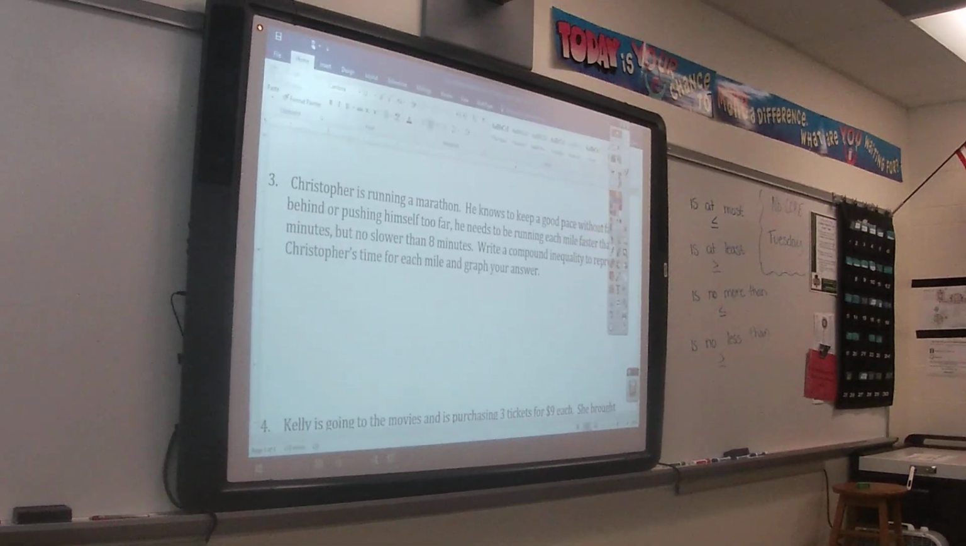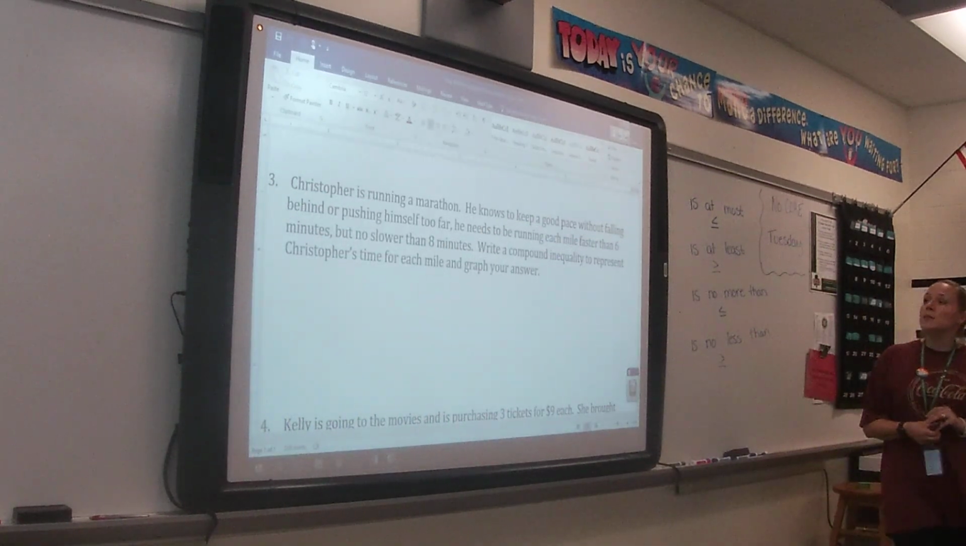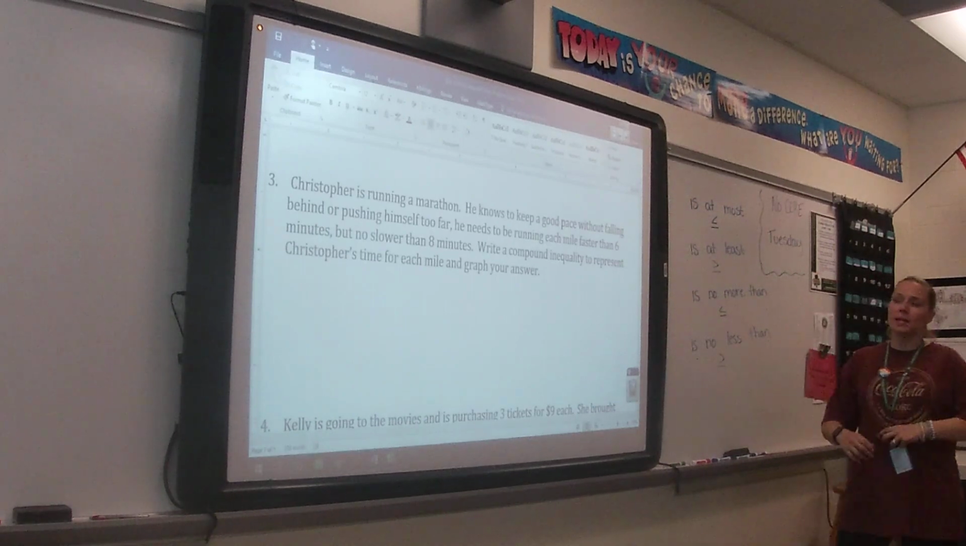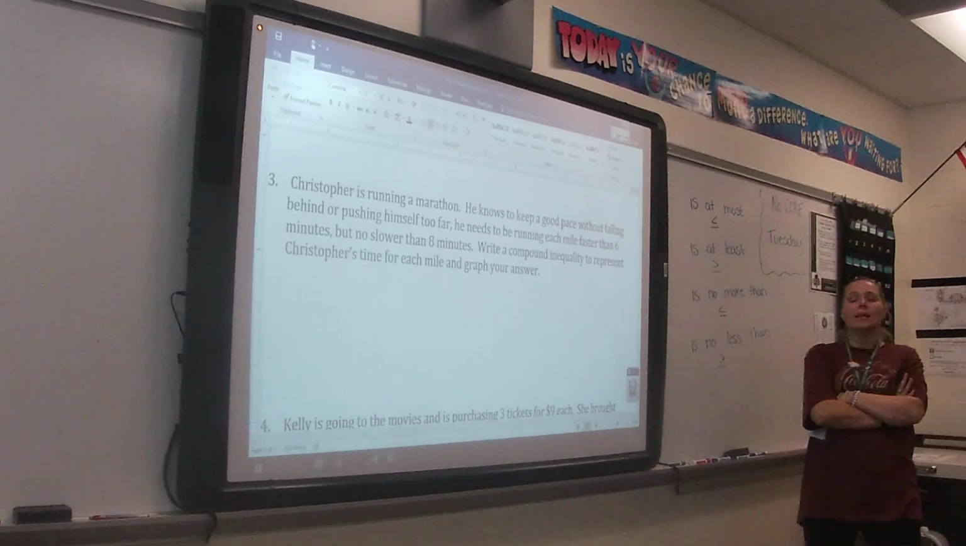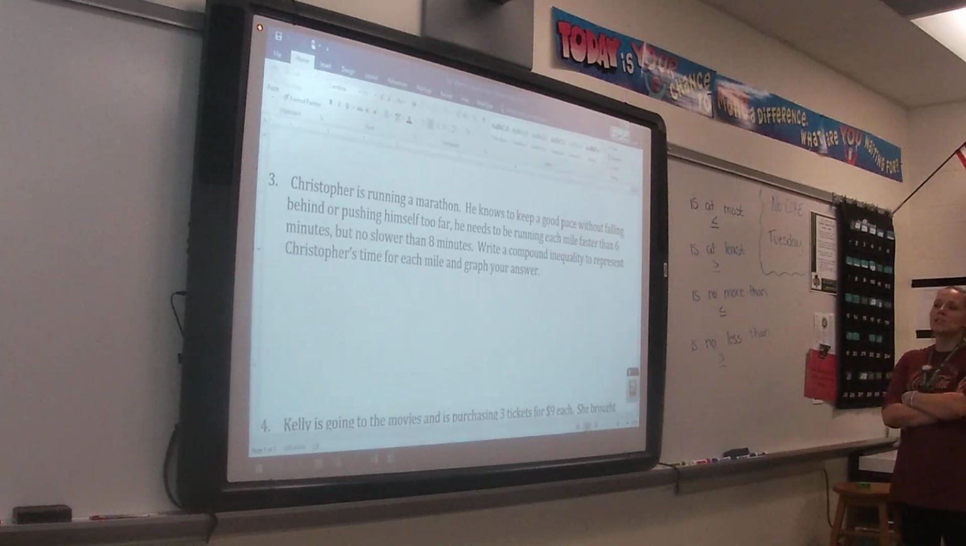Okay, Christopher is running a marathon. He knows to keep a good pace without falling behind or pushing himself too far, which is true of marathon runners. You'll often see that they have a watch and they'll time themselves each mile because they want to make sure they're keeping a pace that they can physically keep up with. He needs to be running each mile faster than 6 minutes, but no slower than 8 minutes. Write a compound inequality to represent Christopher's time for each mile and graph your answer.